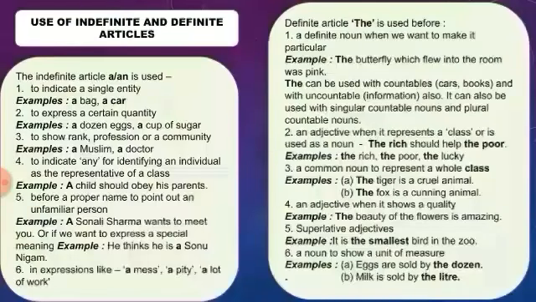Fourth one, for identifying an individual as the representative of a class. For example, a child should obey his parents. Fifth one, before a proper name to point out an unfamiliar person. Example, a Sonali Sharma wants to meet you. Or if we want to express a special meaning, example, he thinks he is a Sonu Nigam.